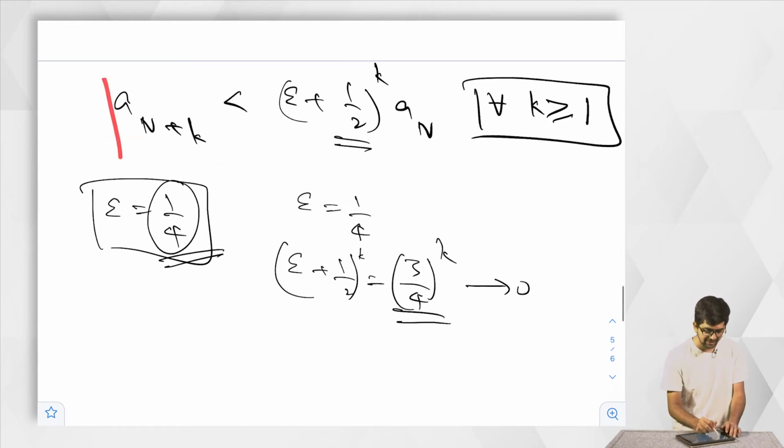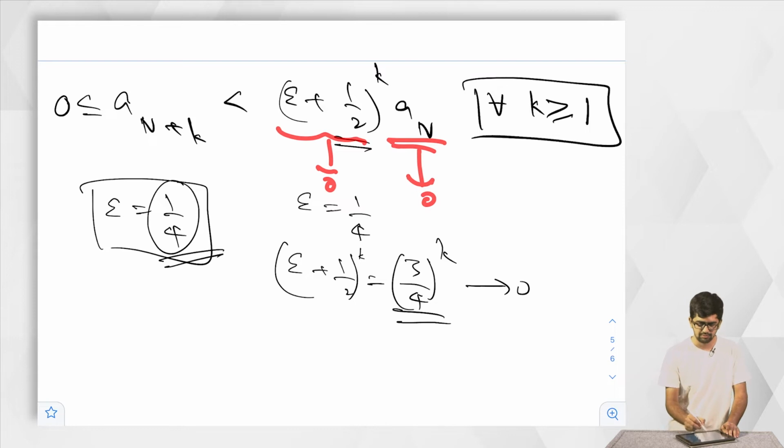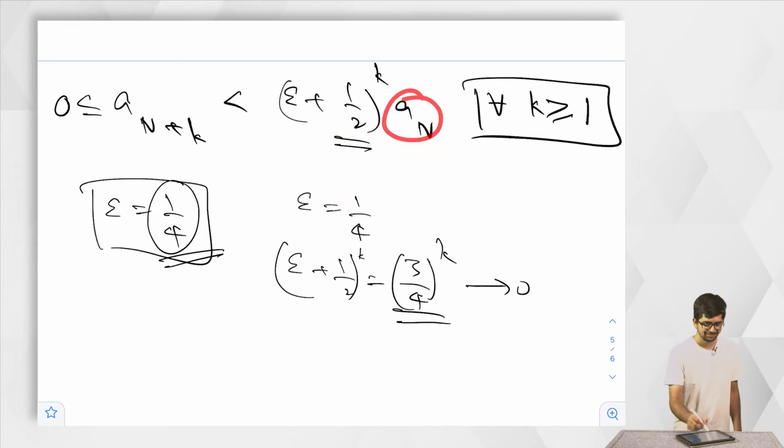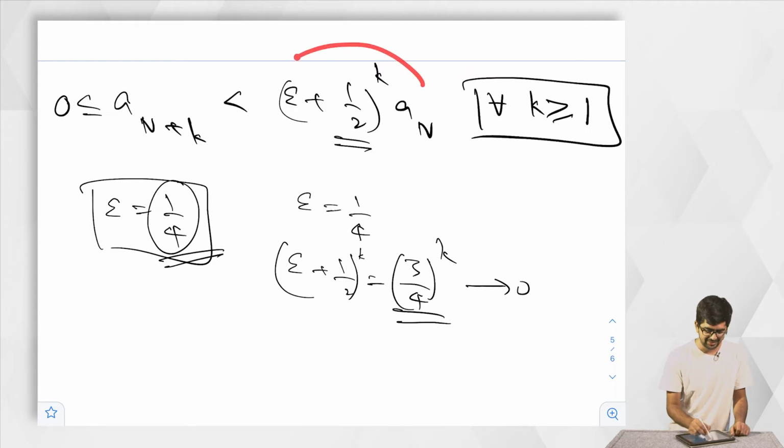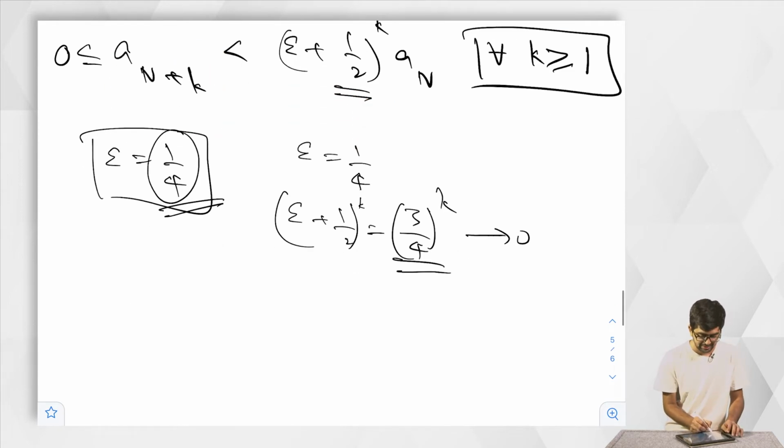Why? On the left hand side we have a sequence that is still positive, 0 less than or equal to this. Then we have said that this is a fixed number, n is fixed, and this sequence is going to 0. So the whole thing is going to 0, this is just a constant. So again the squeezing theorem says there is a 0 on the most left side. On the right side we have a sequence in k that is going to 0 as k goes to infinity, that says a_{n+k} should go to 0.